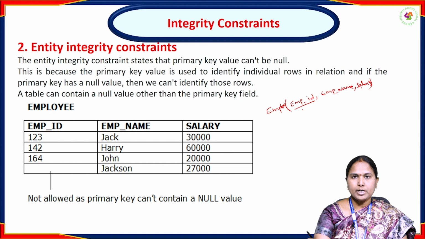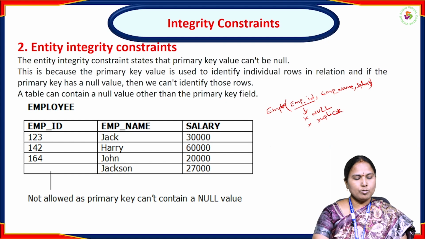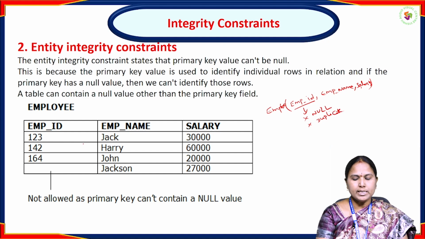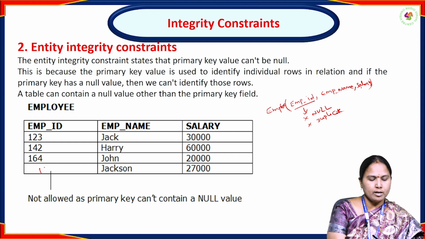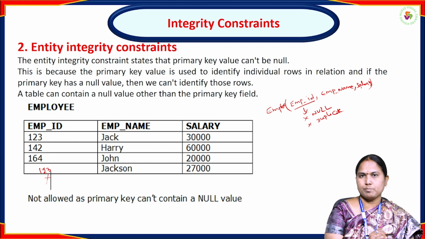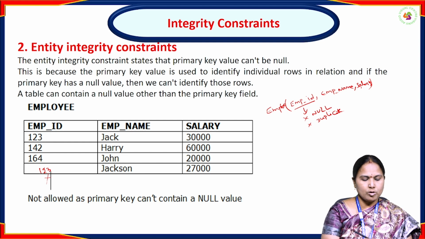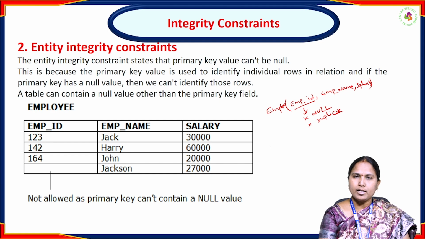Okay, if you are assigning primary key for this particular column, it does not allow null values. It does not allow duplicate. So in the first row, you can see 123, job, 30,000 salary. The same employee ID, if you are entering one more time, it is not acceptable. Suppose if I am entering 123, it is not acceptable. Why? Because it does not allow any duplicate values. At the same time, it does not allow any null values.